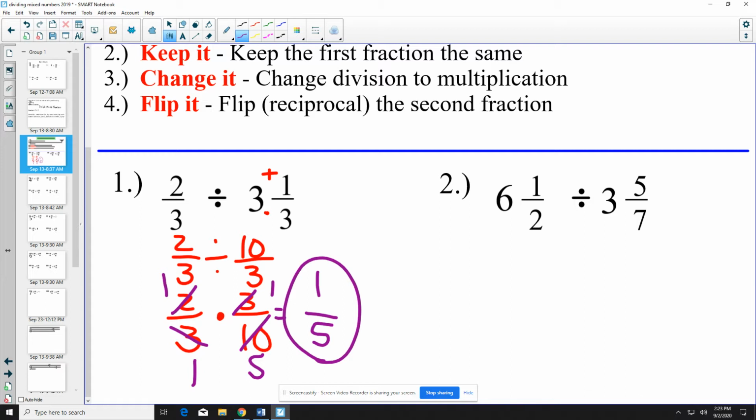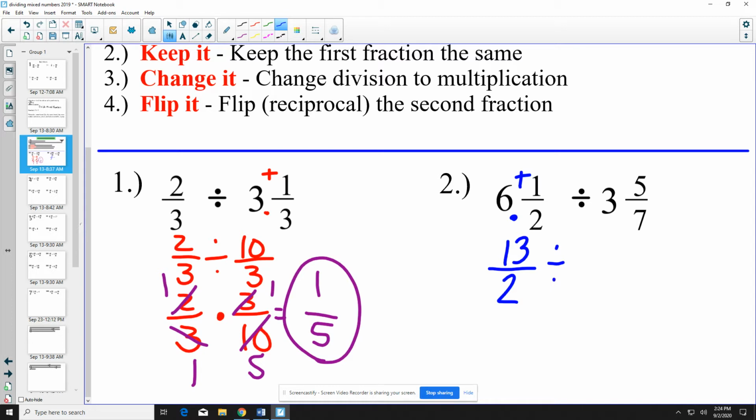Okay, write down number 2 in your notebook. 6 1/2 divided by 3 5/7. Okay, first step is make them improper. So do this with me in your notebook. We're going to take 6 times 2. 6 times 2 is 12. Add 1. 12 plus 1 is 13. So I put 13 over 2. The denominator stays the same.